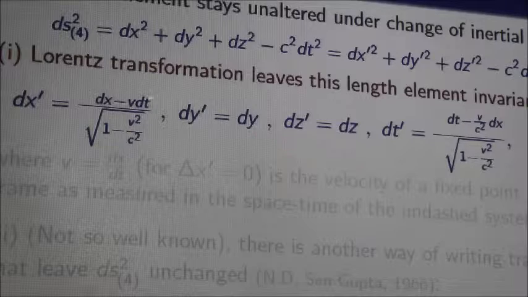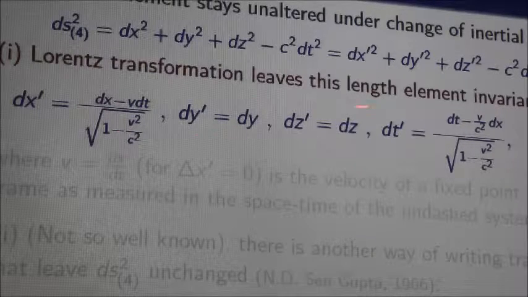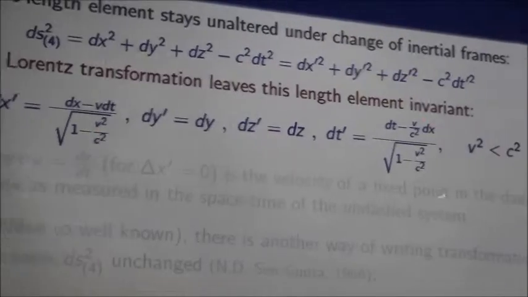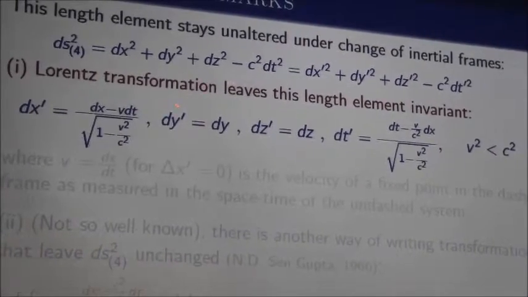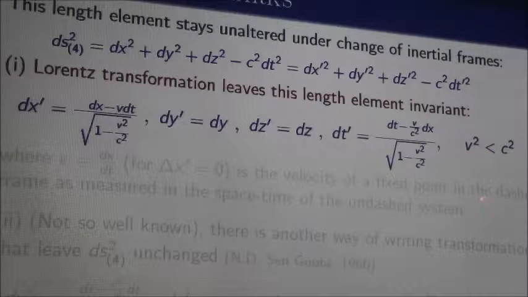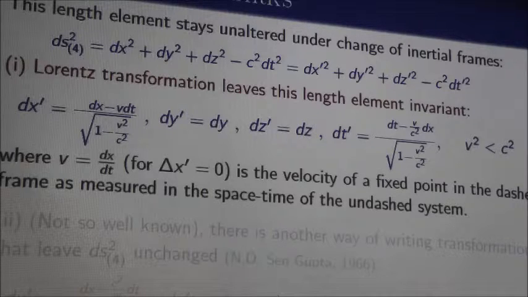And in this transformation, we have introduced a parameter v. This is a transformation in the 0, 1 plane. We have introduced a parameter v, and c is a constant. This transformation tells us that v squared is bounded from above by c squared. And this v is immediately given an interpretation as relative velocity. So v is dx by dt for dx prime being 0. What does it tell us? It is the velocity of a fixed point in the dashed frame as measured in the space-time of the undashed system.